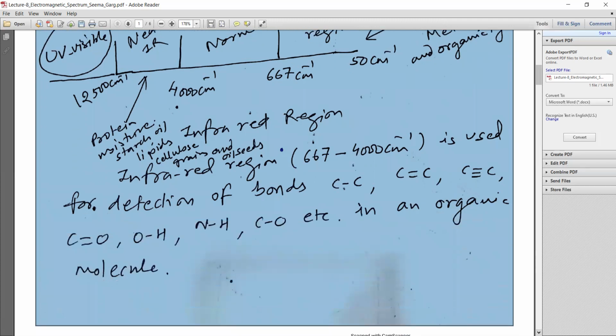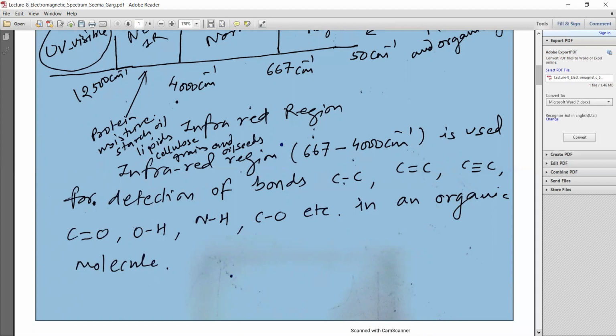The infrared region, 667 to 4000 inverse centimeter, is used for detection of bonds in organic molecules: carbon-carbon single bond, carbon double bond, and carbon-carbon triple bond, carbonyl C double bond O, OH, NH, CO stretching, etc.